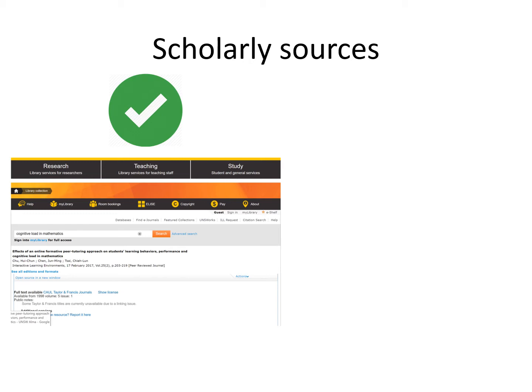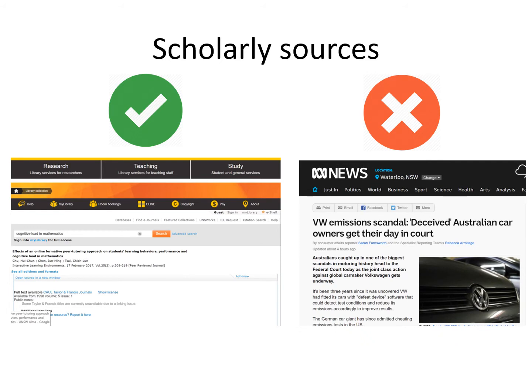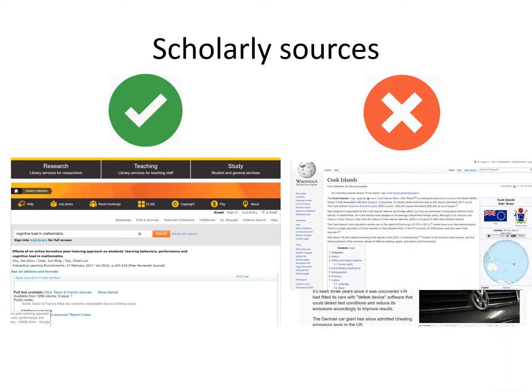Now, peer-reviewed material means that a work has been evaluated by a group of academics in the same field. If you're unsure if your source is peer-reviewed, just ask on the discussion board. Now, in terms of sources that we don't want to see, that includes news articles and also Wikipedia. Please stay away from Wikipedia at all costs.